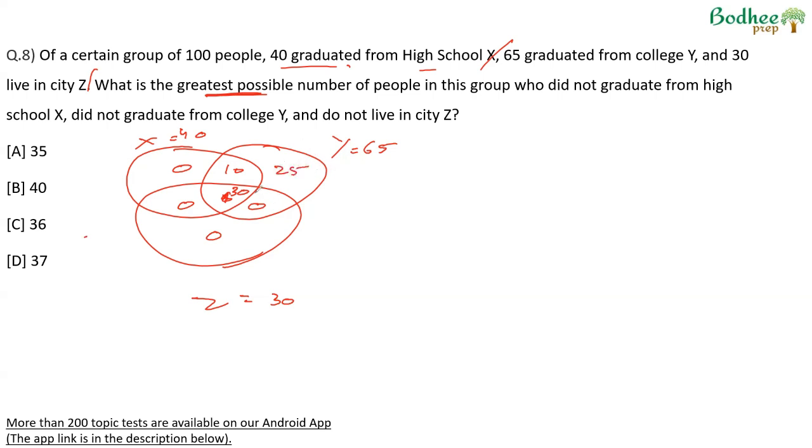So the minimum number of people in the Venn diagram has to be 65. As we reduce the overlap, the distribution will increase and the number of people in the Venn diagram will increase. But since we want to maximize the number outside the Venn diagram, we'll say out of 100, at least 65 have to be in the Venn diagram, and therefore 35 can be outside. So the maximum number of people who did not graduate from Y, did not graduate from X, and did not live in city Z would be 35.